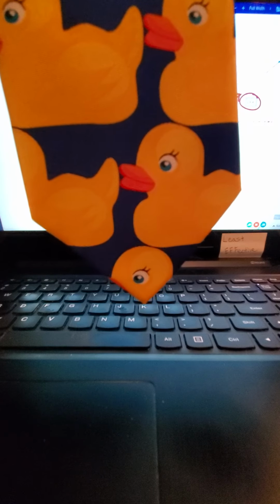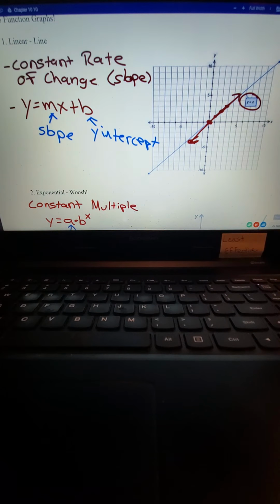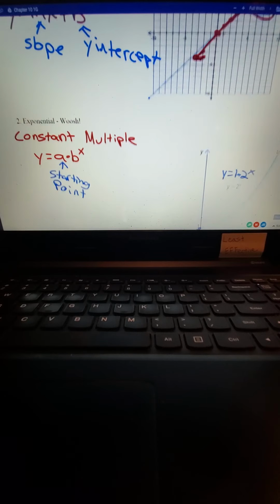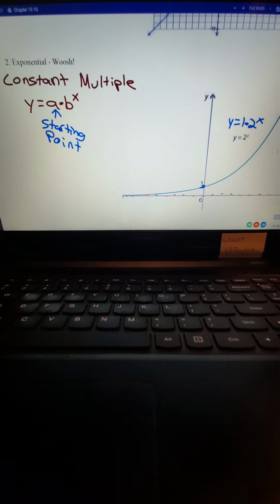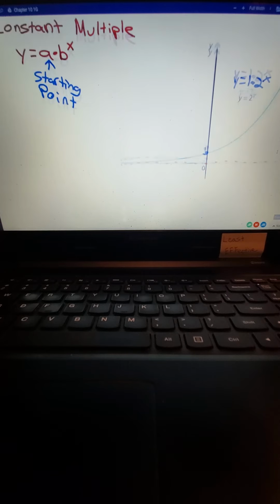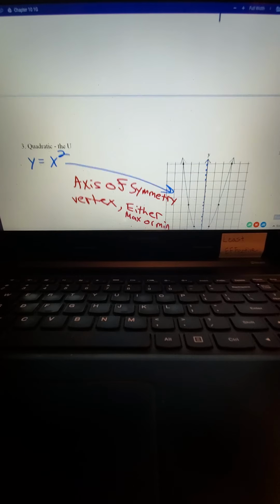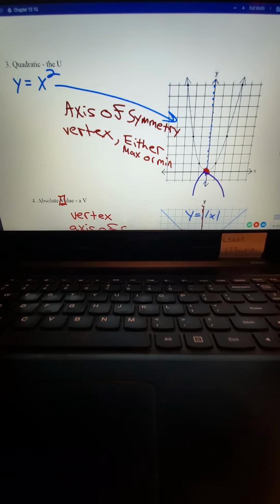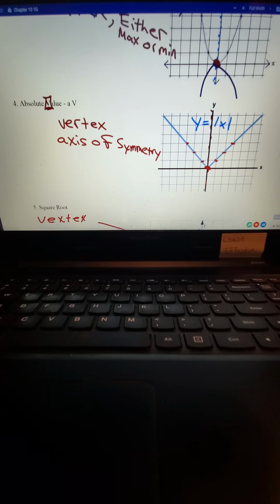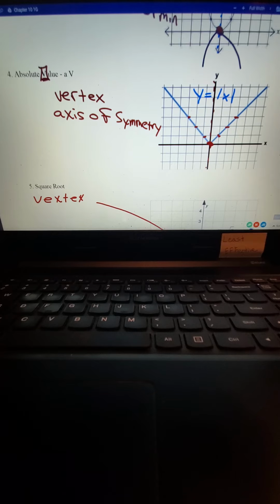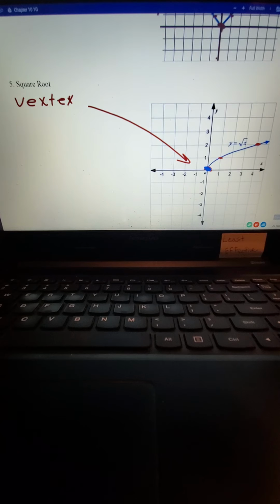Now, the quick recall of all of our graphs, right? We have our line, linear, constant rate of change. Then we have our exponential, the whoosh, looks like a skateboard jump. Then for quadratic, the u, the parabola, we just did a bunch of these in last chapter. Absolute value is a v. And then the square root, which is that sideways parabola, but just the top, okay?